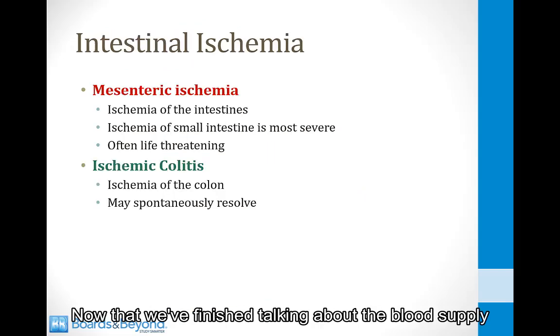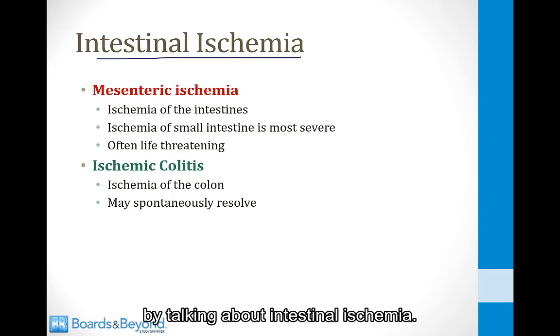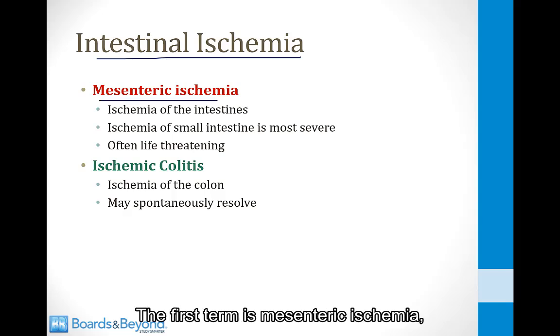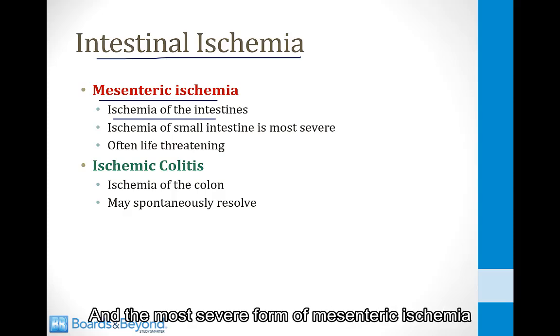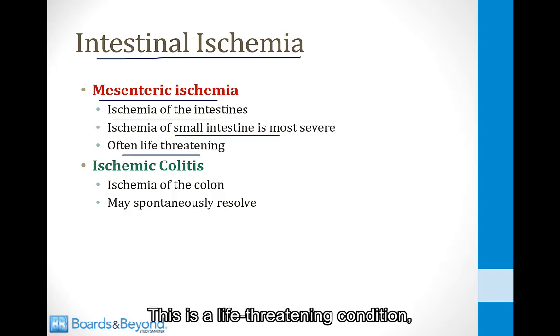Now that we've finished talking about the blood supply to the colon, I want to finish this module by talking about intestinal ischemia. And the first thing I want to do is define a couple of terms. The first term is mesenteric ischemia, which means ischemia of the intestines. And the most severe form of mesenteric ischemia is that which involves the small bowel. This is a life-threatening condition and carries a very high mortality rate.